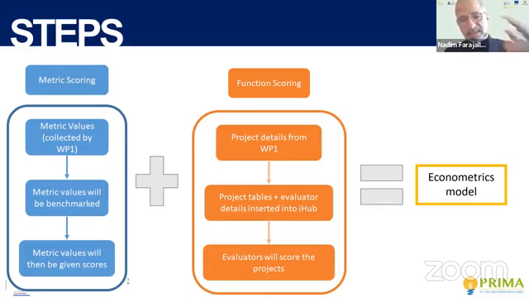Then this is the process that goes through what we call the iHub, and Dr. Majid will explain it a little bit in more detail. The benchmarking then gives us the score for the inputs, and then gives us a score for the outputs. And based on the inputs and the outputs, we develop our econometric model.